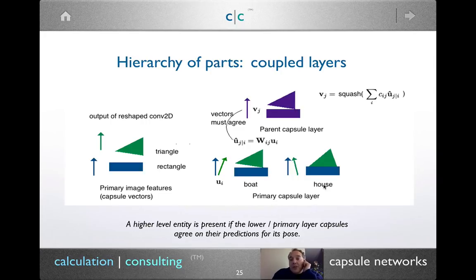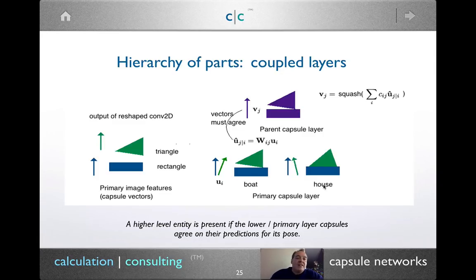Now, in order for this to work, we have to have this routing algorithm, which is a hierarchy of parts which is coupled. And I'm going to explain this using some ideas from a really nice video I saw, which uses triangles and rectangles to go through the description of the routing algorithm. I'll put a link to that in here so you guys can watch it too, because I don't want to make this video 5 hours long.